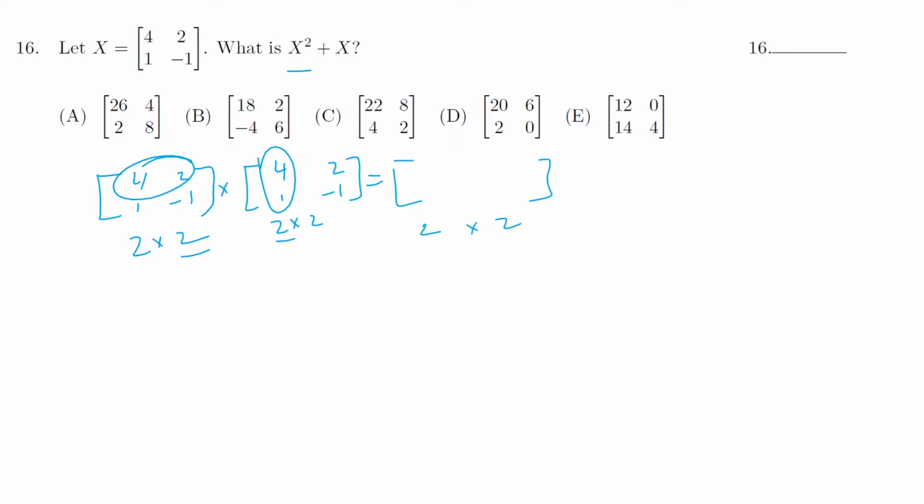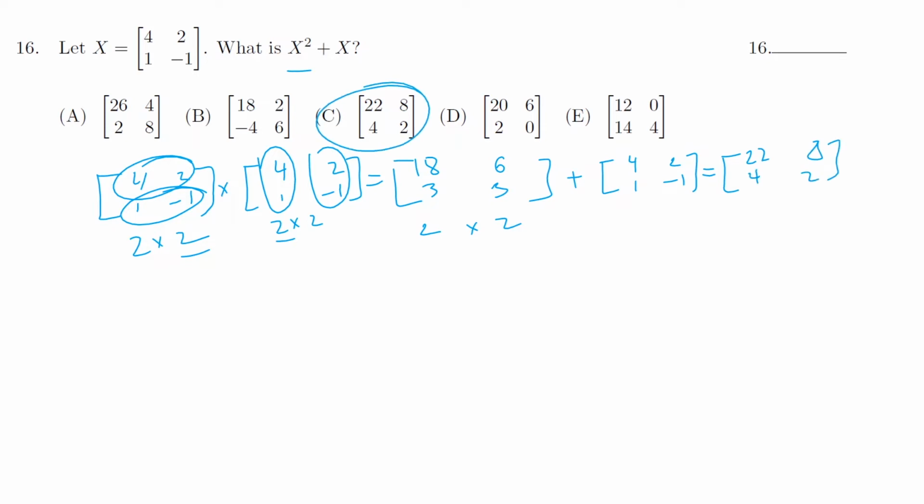So 4 times 4, 16, plus 2 times 1, 18, boom. Next, 1 times 4, 4, minus 1 times 1, well, negative 1, so 4 plus negative 1, 3. Then we've got 4 times 2, 8, minus 2, 6, and finally 2 plus 1, 3. All right, and then from here you add the original 4, 1, 2, minus 1, and you get 22, 8, 4, 2, and the answer is C.